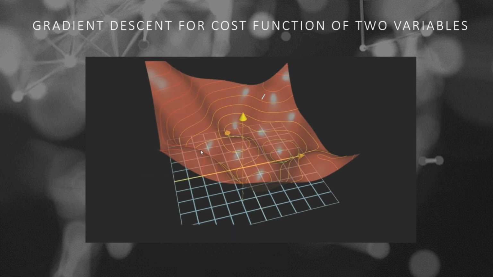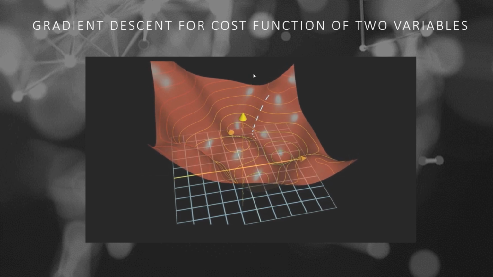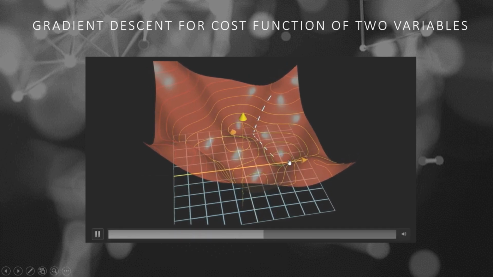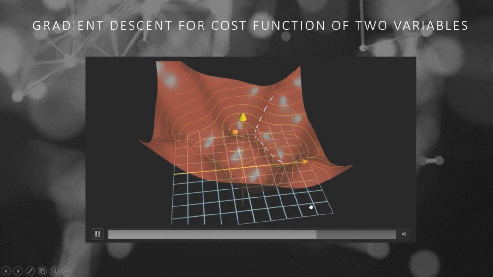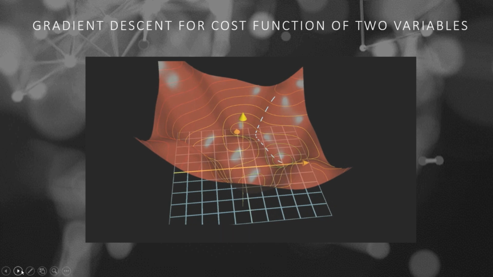Now let us assume our cost function is of two variables, that is, our cost function is in two dimensions, and here also the same thing happens. Our optimization algorithm converges the cost function to a local minimum. That is, it finds the best combination of weights and biases to converge the cost function to a minimum.